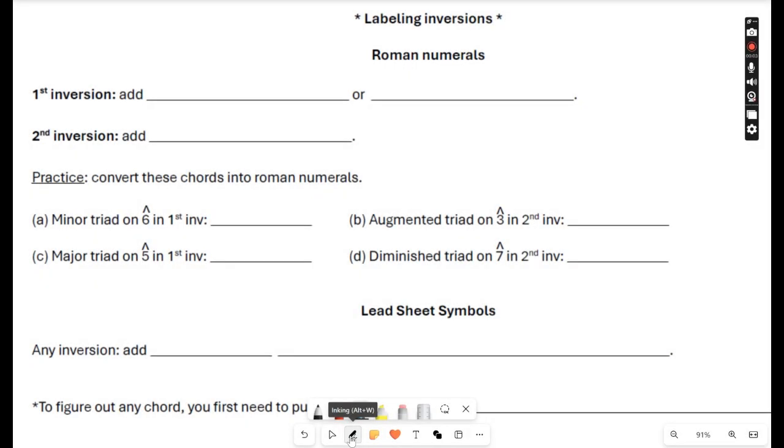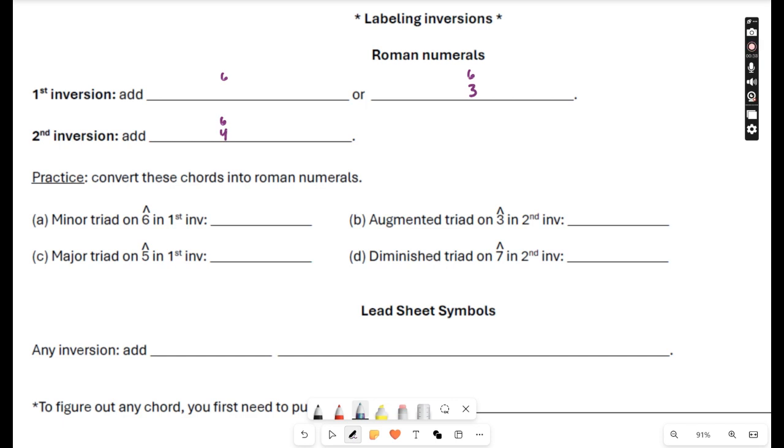Okay, so now that we've listened to some examples of inversions in real life music, let's go back to analyzing inversions. Labeling them between Roman numerals versus lead sheet symbols is a bit different. If they're in first inversion, which means the third is on the bottom, you add either 6 or 6-3. If it's in second inversion, which means the fifth is on the bottom, you add just a 6-4. So let's do some practice.